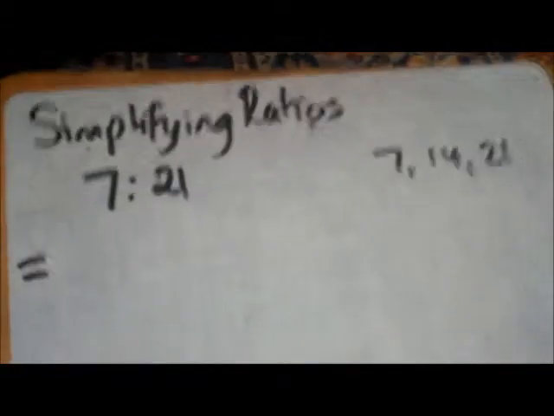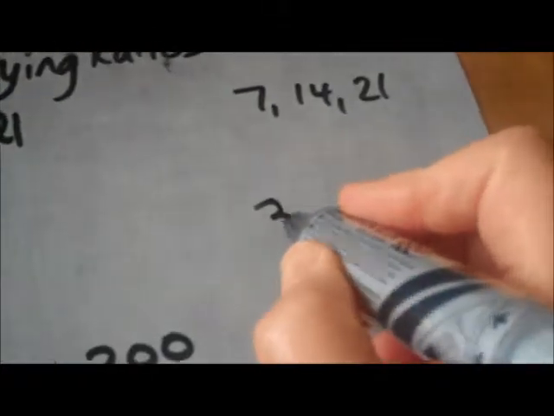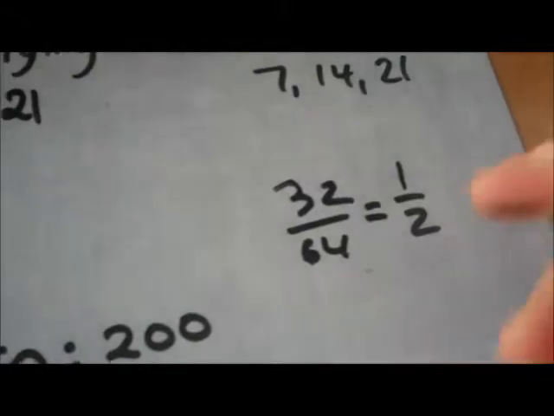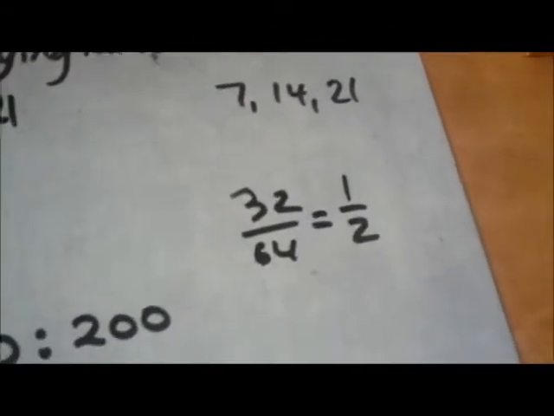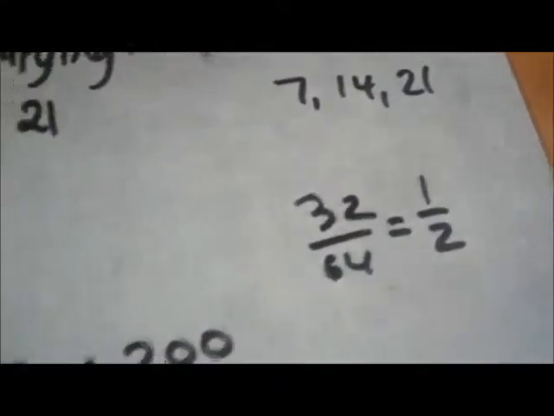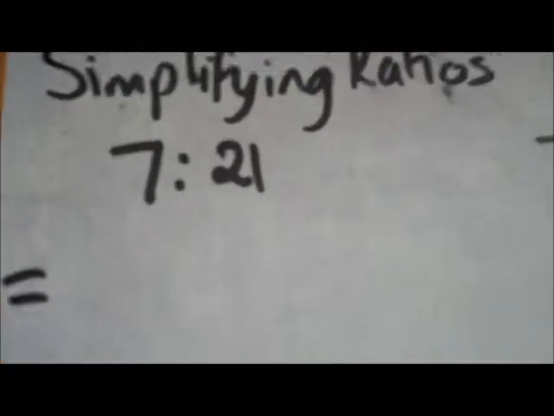So simplifying ratios is one of those things that we do just to make it easier to look at the numbers, because 32 out of 64 is the same as a half. A half is much easier to see than 32 out of 64. But anyway, that's just an aside. Let's have a look at the first one.